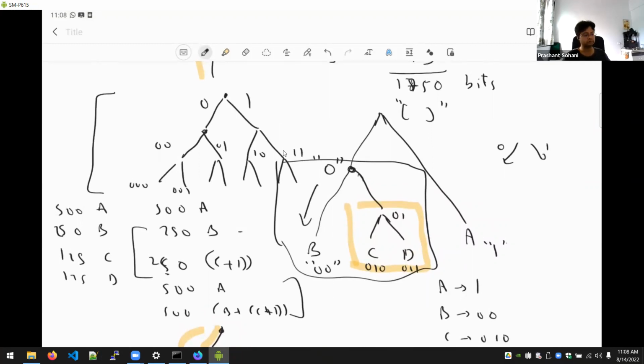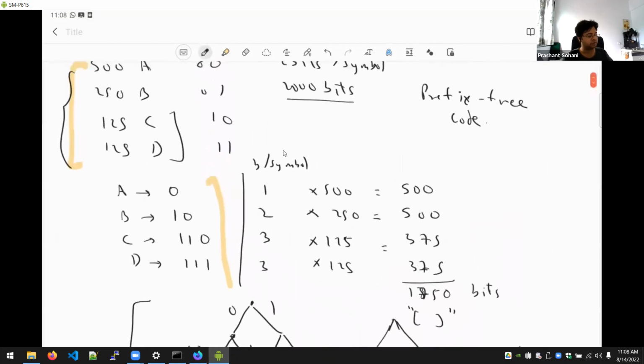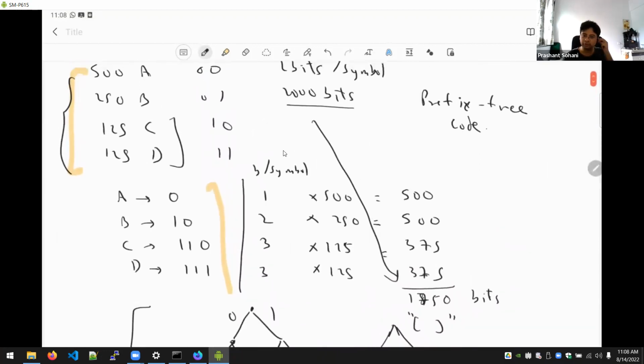So maybe just to conclude, what is the practical use of this? Of course, we are saving some bits over here, so the file of 2000 bits went down to 1750 bits. Prefix codes are used pretty much everywhere.